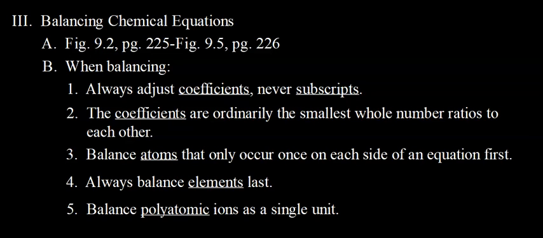It's not in there. If at all possible, balance polyatomic ions as a single unit. Now, the only way you can do this is if you have the same polyatomic ion in the reactants as in the products. So if you have nitrate in the reactants and you have nitrate in the products, don't take it apart and balance the nitrogen separate from the oxygen. You're going to end up with a mess. Just balance NO3 as a single unit.